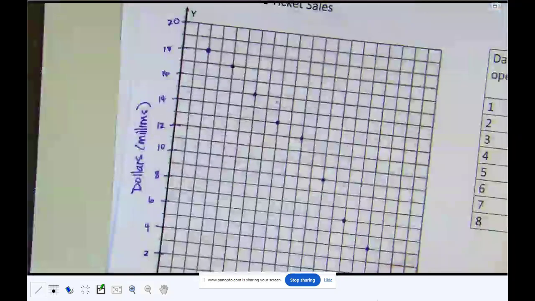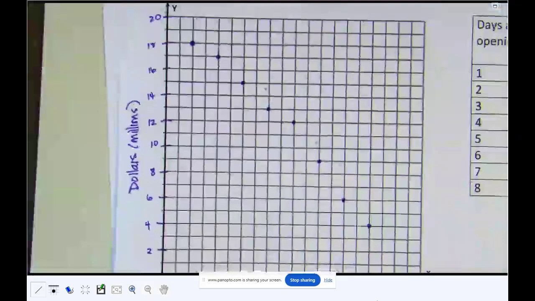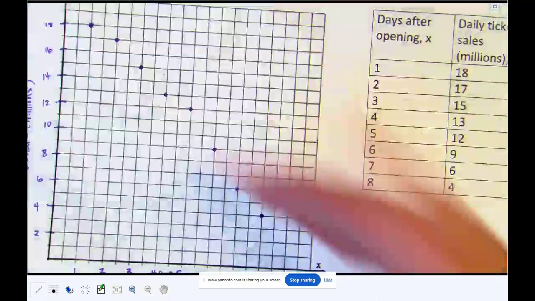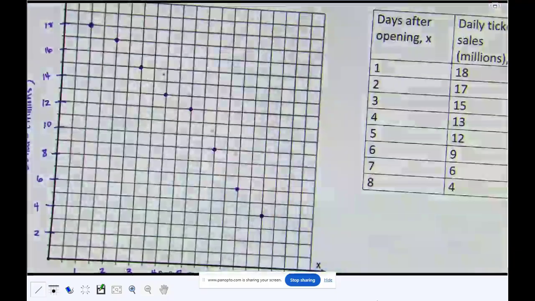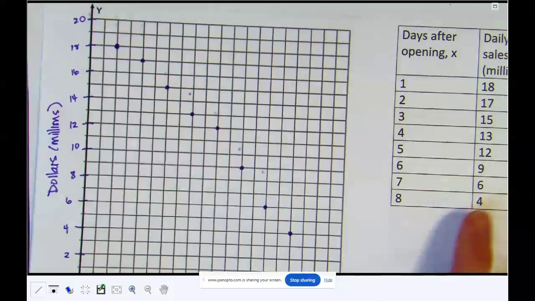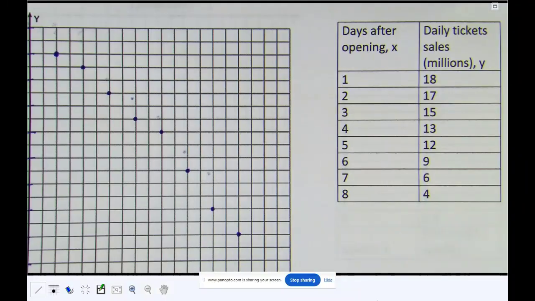Okay, the next one. New movie ticket sales. Somebody said, I think I did it wrong. It's going down. Okay, look at the table though. What happens? It goes down. So your graph should show the pattern that you have in your table. Let's talk real world a second. Why does that make sense that it goes down, Nora?